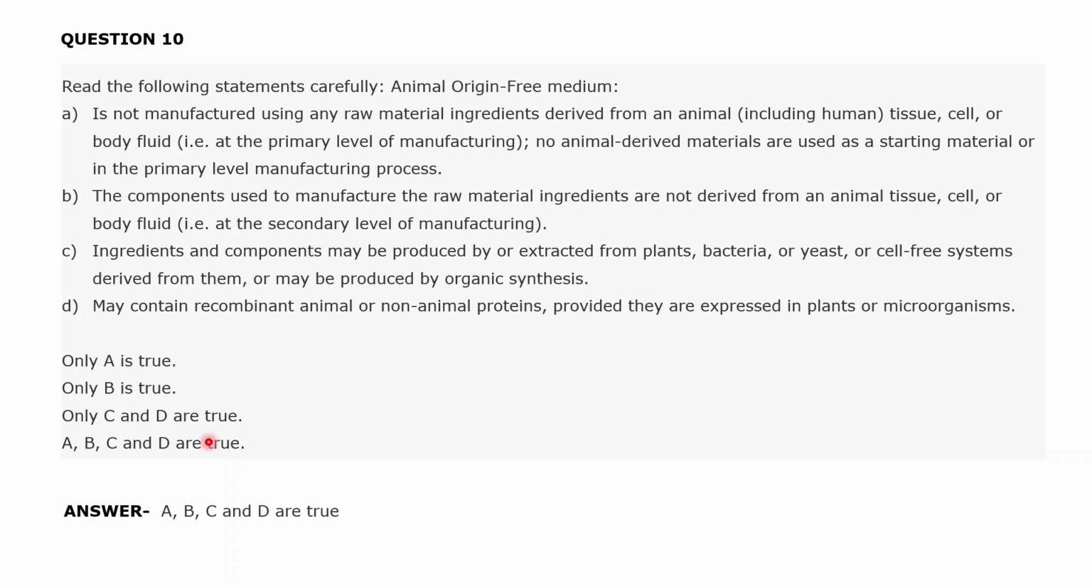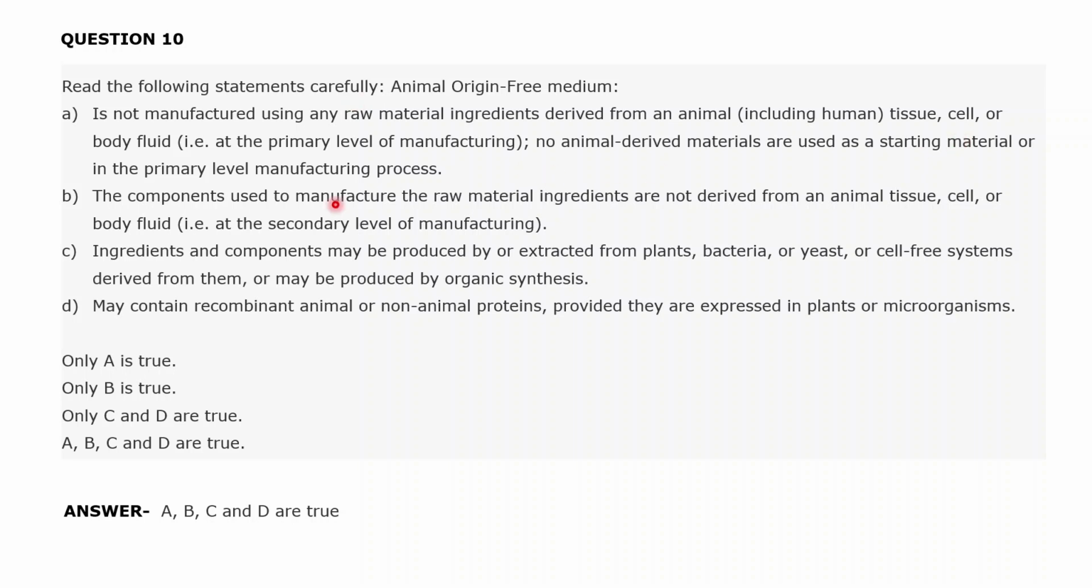Yeah, so basically you are right. All of them are true. A, B, C and D are true. So basically if you look into animal origin free media, you cannot have anything that is derived from animal source there. So the first option is actually right, because it does not have anything manufactured from animal tissue, cell or body fluid. So that particular point is true.